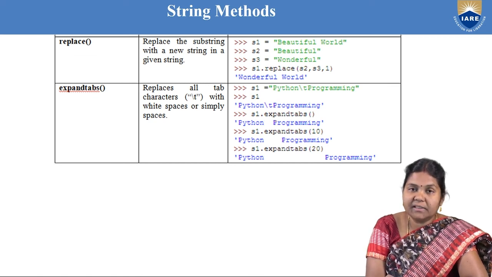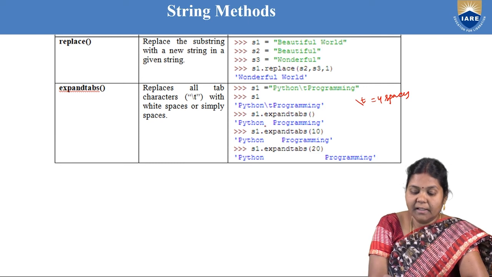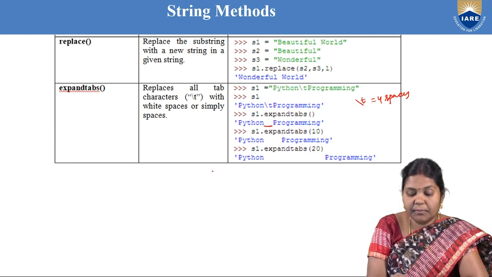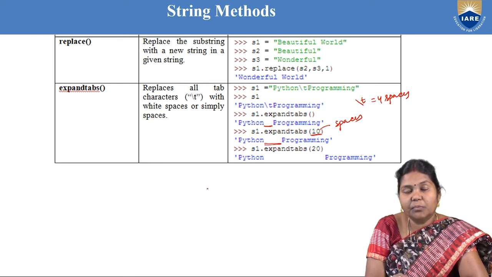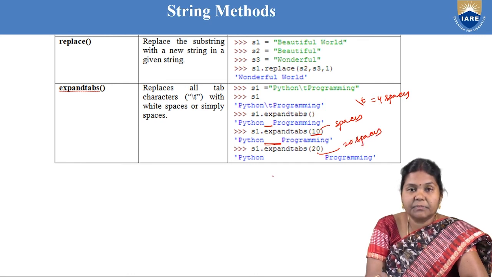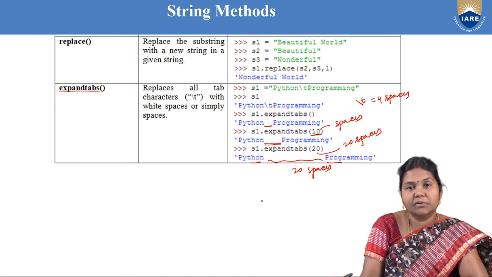Now, if I am doing S1.expandtabs, that is the method. What is the tab size? If the tab size for \t is 4 spaces, then it will be separated by 4 spaces. If you define the tab size as 10 spaces, you can see that it expands the gap between both strings to 10 spaces. Similarly, you can expand tabs up to 20 spaces. If you define the tab size to be 20, then between Python and programming, there are exactly 20 spaces. This is the way the expandtabs method is used in strings.